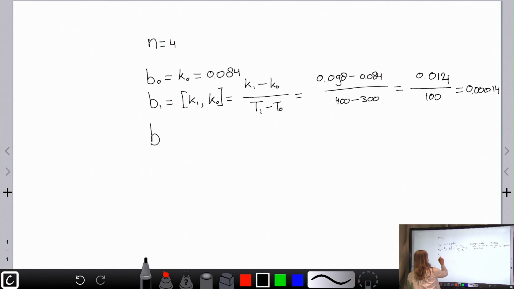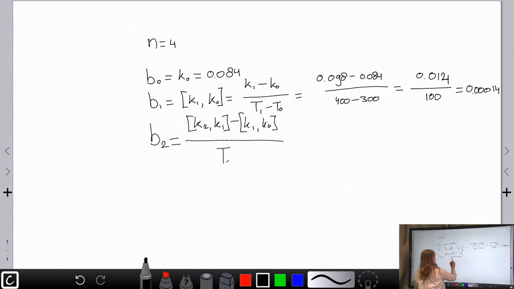So, to calculate B2, we have this expression. We use the finite divided differences of K2 and K1 and K1 and K naught, and divide it by this. So we already have this value. This is going to be this finite divided difference. So now we still need to calculate this one.